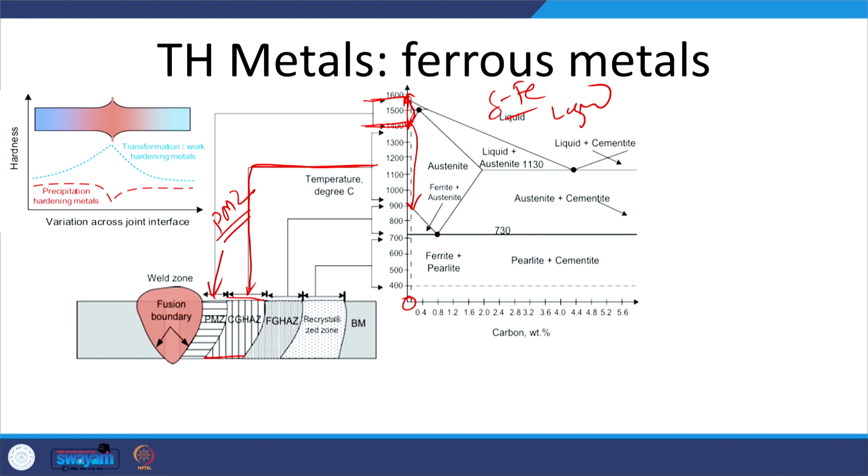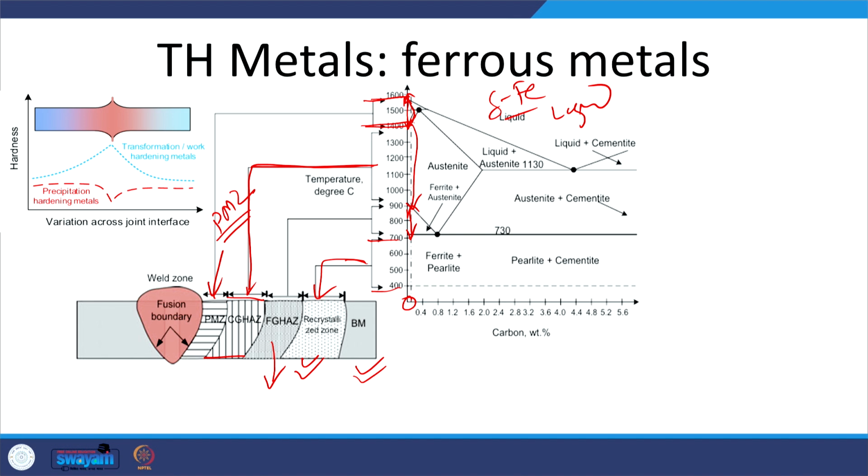This is the zone where we will have the complete austenitic state, and this will form the coarse heat affected zone. Then we will have the intercritical temperature zone, the zone which is heated in the intercritical temperature range. This will be the fine grained heat affected zone. Then there will be a zone heated above the recrystallization temperature but below the lower critical temperature. That zone will be the recrystallized zone, and then the unaffected base metal.